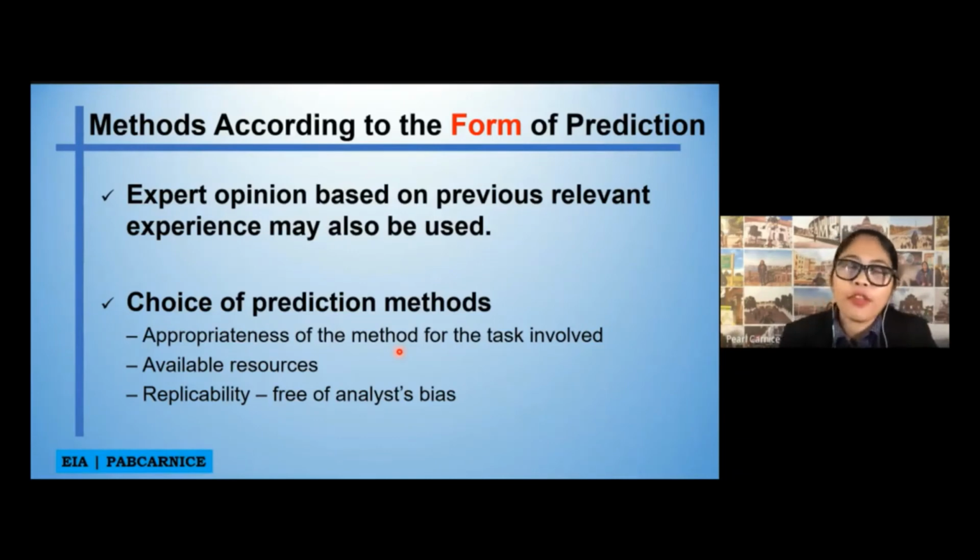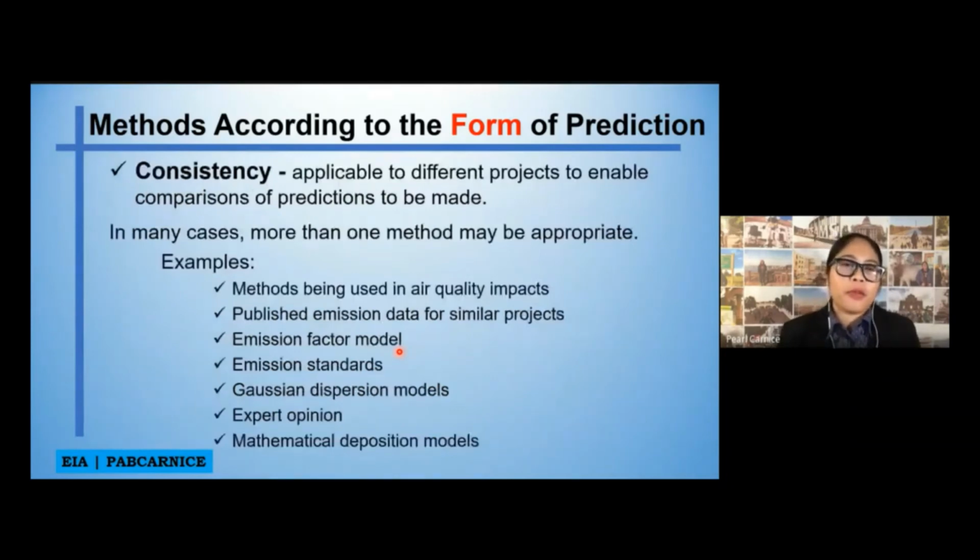Of course, one of the things that we have to consider when it comes to impact prediction is consistency. So it should be applicable to different projects to enable comparisons of predictions to be made. That is why, for example, on water quality, if you identified total nitrogen, then after 5 years you have to analyze total nitrogen of the water and not extractable nitrogen. I'm talking about the parameter in analyzing nitrogen in water.